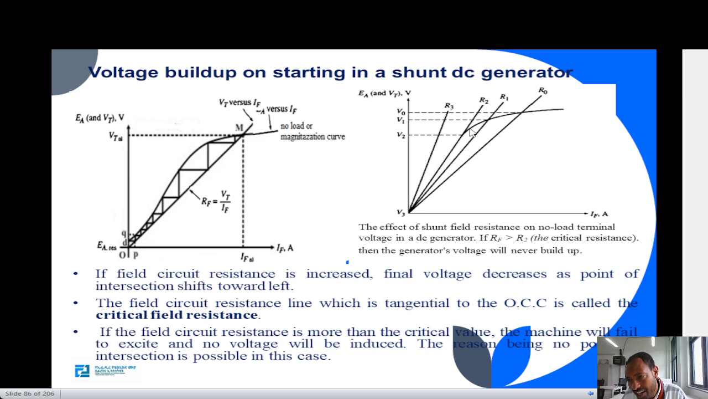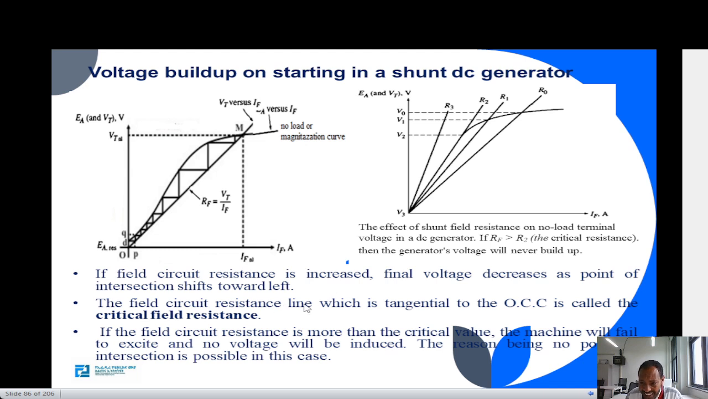If the area is very small, it will take a short time. What will happen if the field resistance R is greater than this curve, what we call the OCC curve? R3, for example, is out of the OCC curve, so there is no intersection point, so the shunt generator will not build the voltage.